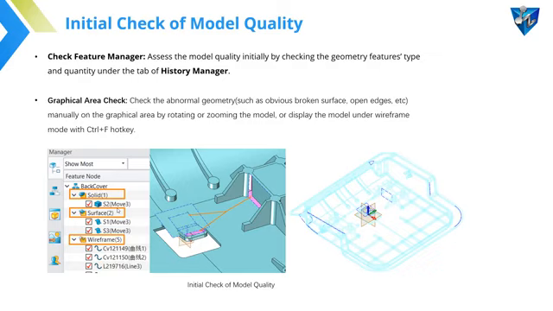Another way is the check on the graphic area, as shown in the right two pictures below. You could check the abnormal geometry by rotating or zooming the model, or displaying the model with the wireframe. Pay attention, you could switch to the wireframe with the Ctrl+F shortcut. Besides, the abnormal geometry may include obvious broken surfaces, open edges, and so on.